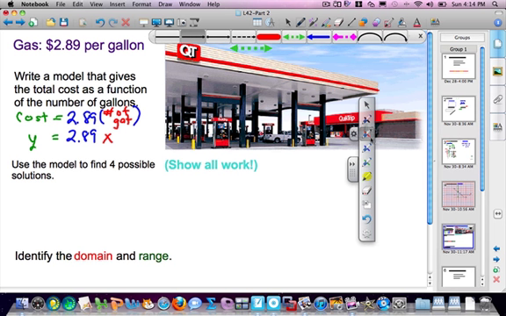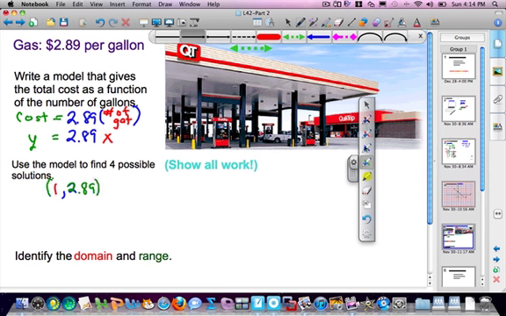So for example, we could go to the gas station and we could purchase 1 gallon of gas. And if we purchased 1 gallon of gas, that would be $2.89. So our point would be 1 gallon of gas at $2.89.